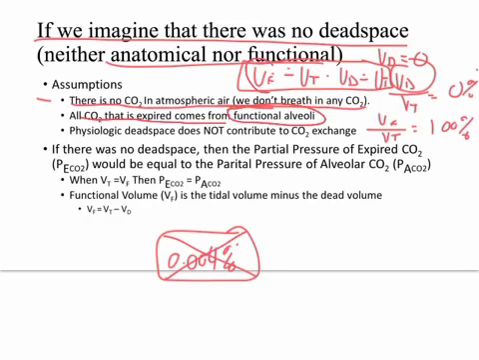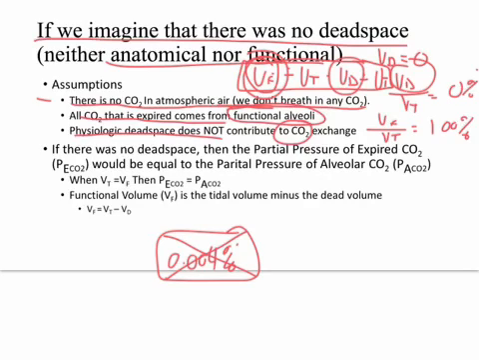In other words, it comes from this stuff, VF. And lastly, that physiological dead space does not contribute to CO2 exchange. So this stuff doesn't add to CO2. All CO2 comes from this stuff. And just in case you didn't see, I'm saying that the dead volume contributes 0 to CO2 production, where the functional volume contributes all of the CO2 production.